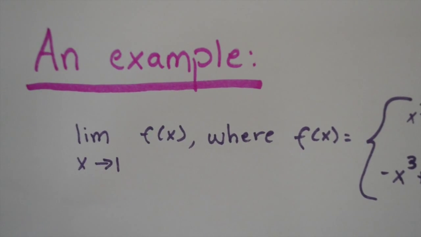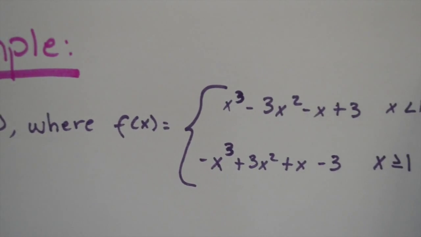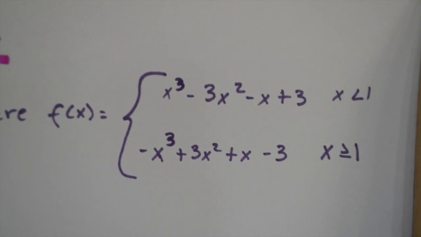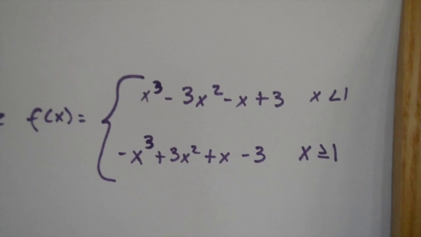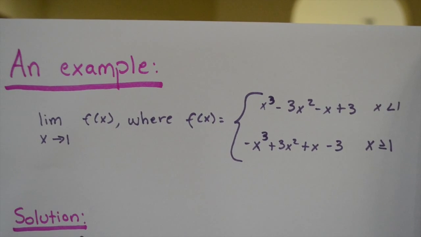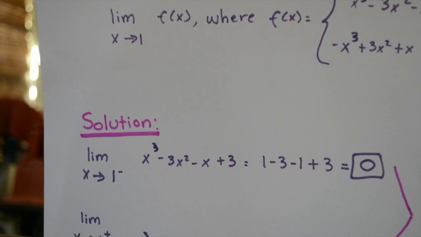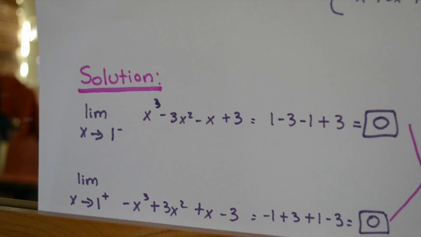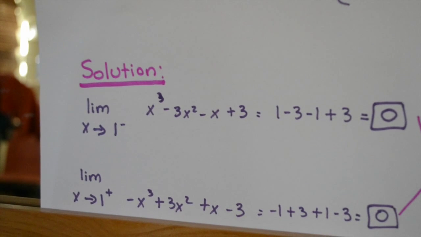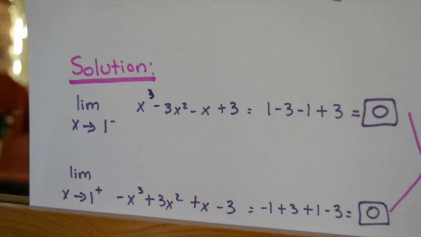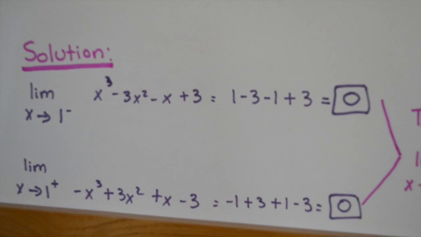Let's look at this example. The limit of f of x as x approaches 1. You get two functions with specific limitations. You need to find the first limit when all the x values are smaller than 1, which means that it's 1 from the left, of x cubed minus 3x squared minus x plus 3. And then you just want to plug in 1 wherever there is an x. You find 0.